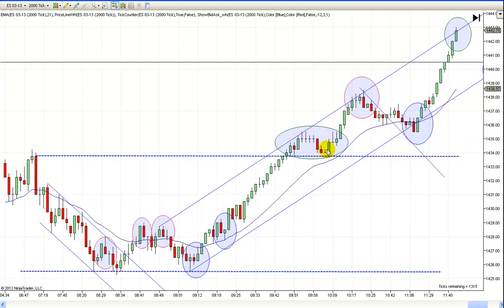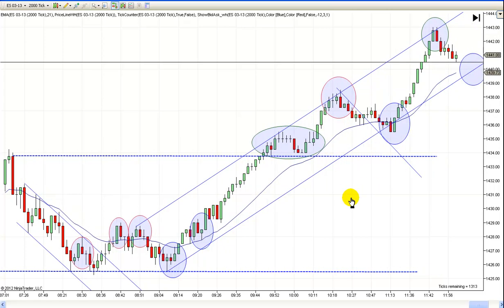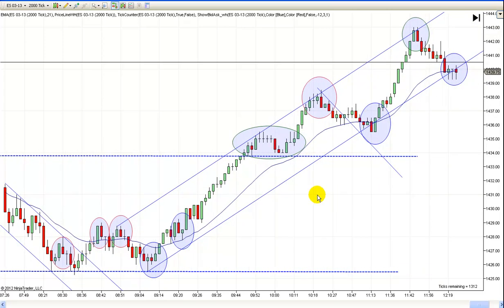And you might have even thought about getting long right here because you figure, you may go back and test these highs. You may even go higher. So if you went long right there, it was okay because you could get in with a really tight stop because that's a one-tick bar. You may not have had a one-tick bar, but even that's only a two-tick bar. So you could get in with a really good stop.